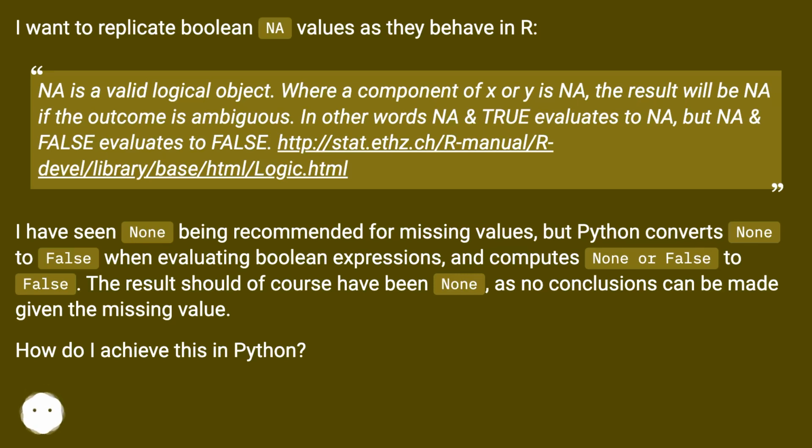I have seen None being recommended for missing values, but Python converts None to False when evaluating Boolean expressions and computes None or False to False. The result should of course have been None, as no conclusions can be made given the missing value. How do I achieve this in Python?